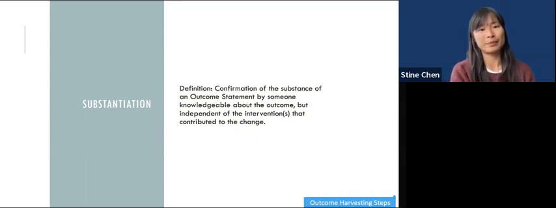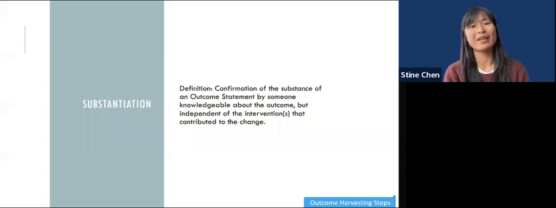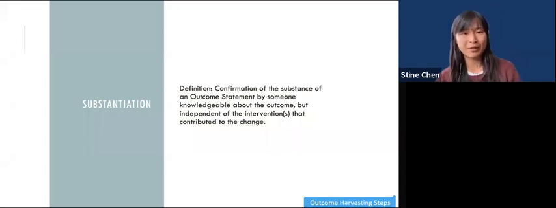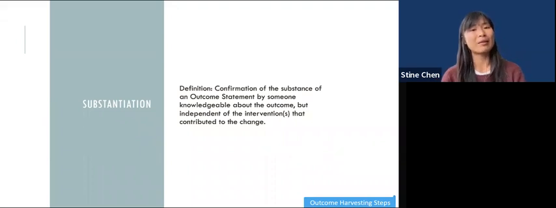So it's not the harvesters themselves who will take part in this confirmation process or substantiation process, but as mentioned, someone outside of the program who is not contracted by the program or implementing the interventions, but still knowledgeable about the changes that happened. So the substantiation aims to enhance the credibility of the data of the outcomes that have been harvested, and also enrich the understanding of the change and the dimensions of the change.